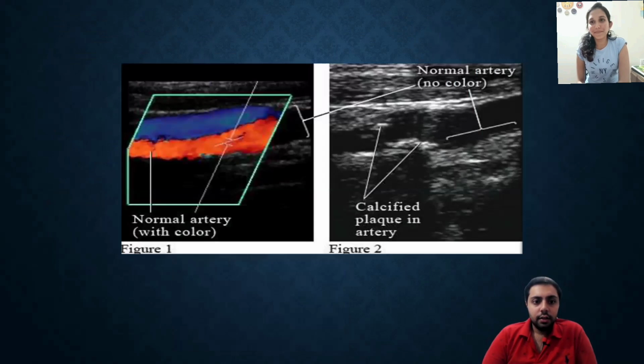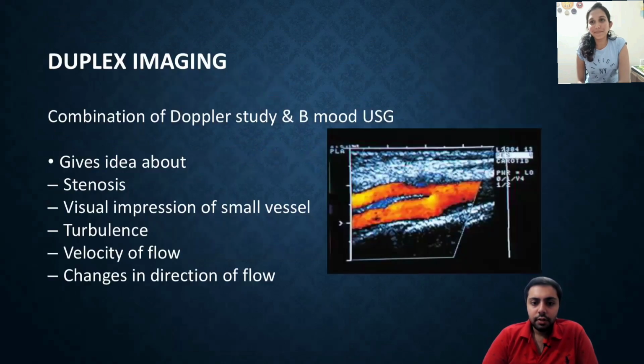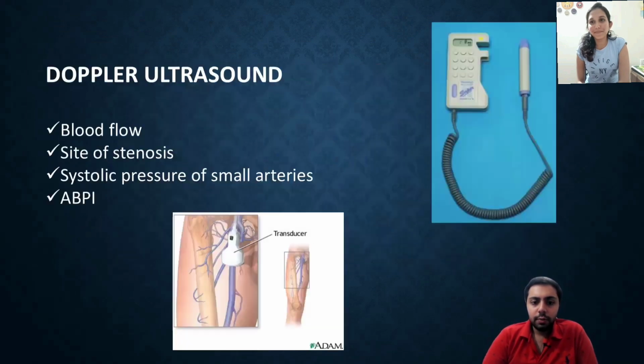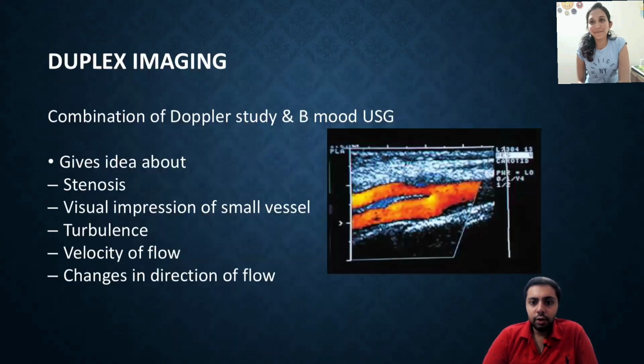Then this other figure, this is a normal artery, and you can see there is a calcified plaque in the artery. And so yeah, what is the image? This is a Doppler image, and this is a duplex image. So what is the difference between duplex and Doppler?